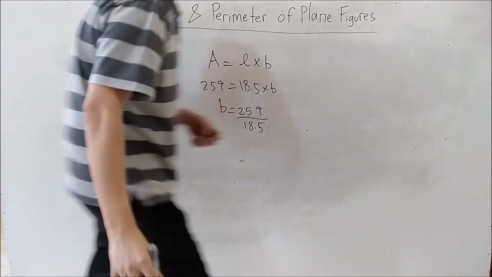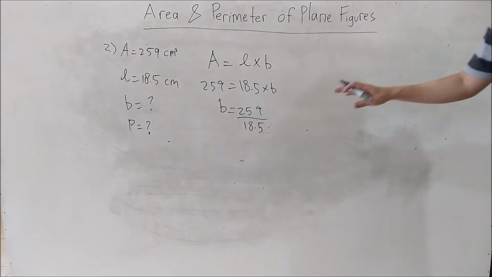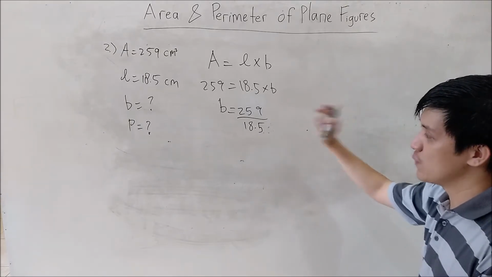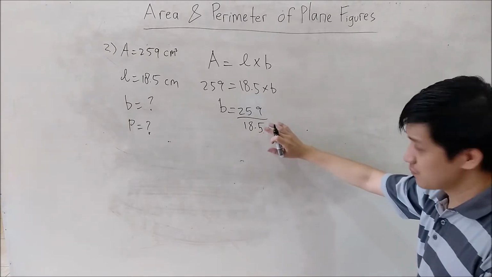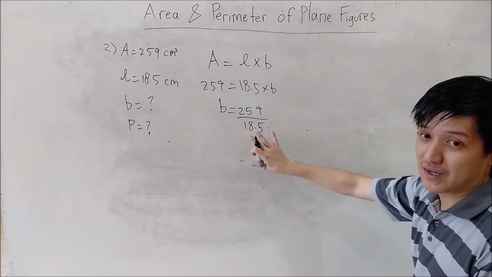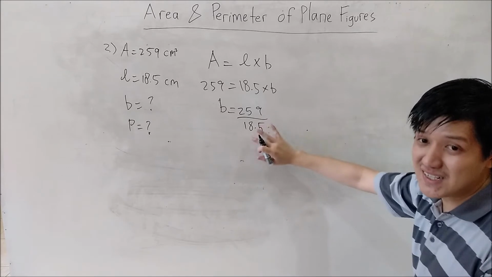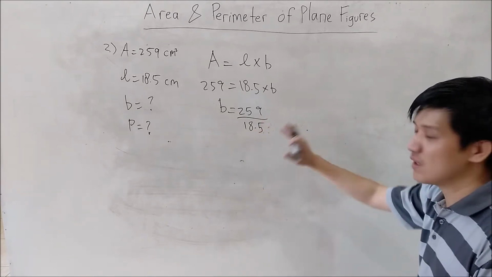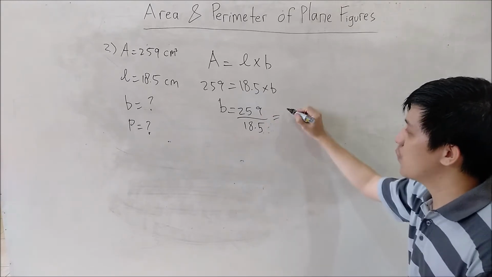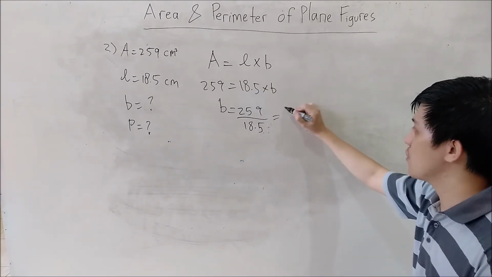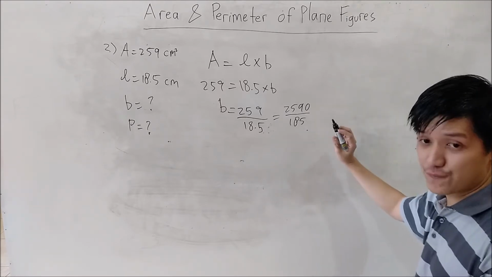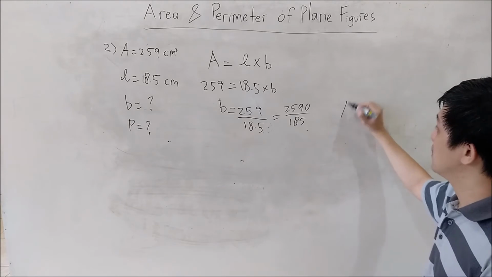Just in case some of you do not know how to divide with decimals, let me show you. You have to make sure that the divider does not have a decimal. So we will convert this fraction first, until the divider does not have any decimals. We will times 10 both numerator and denominator. So we will have 2590 divided by 185. Then we will just do the normal counting.